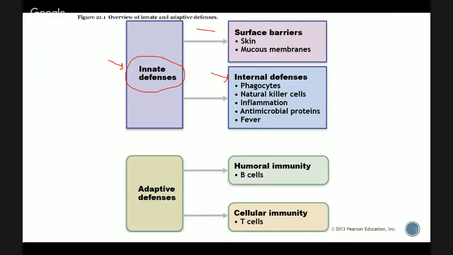And these are specific agents that target pathogens that are foreign to the body and will go after them to neutralize them, to destroy them, or to break them apart. Maybe slow them down or what have you. So these are the internal defenses, and you can see five of them are listed here. We have phagocytes, natural killer cells, the process of inflammation, antimicrobial proteins, and fever. We're going to talk about each of these a little bit as we move forward so we can investigate what they are and what they do.